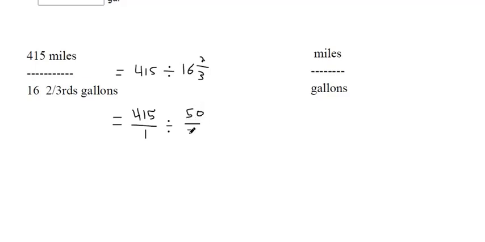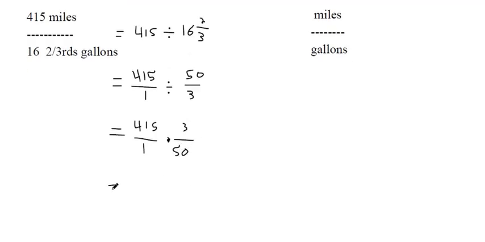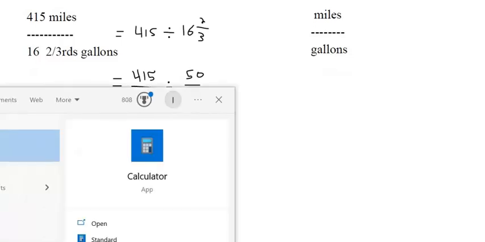And then when you're asked to divide two fractions, you always flip the fraction on the right and then multiply, right? So we got 415 over 1, and then we multiply that by 3 over 50. And then you just want to simplify after if you can. I think it wants it as a mixed number too, so we've got to make that conversion.